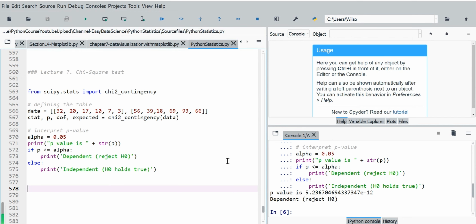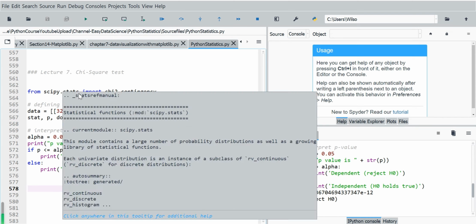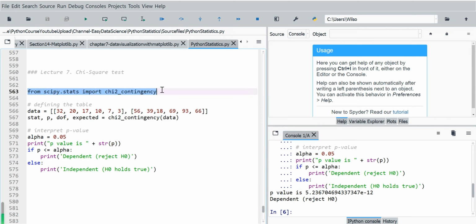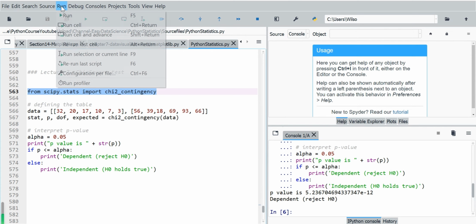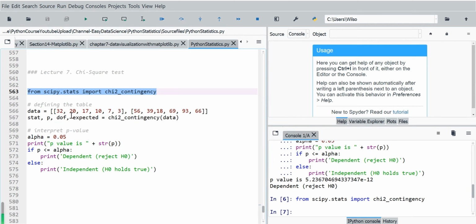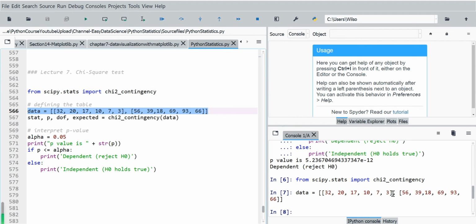Next we will show how to perform a chi-square test in Python. We have to import a function called chi2_contingency from the scipy.stats module. If you have not installed the scipy module, you have to install scipy first. So my function is imported. Now create a data array. This array represents a table with 2 rows and 6 columns. Next we can run this function on this data.